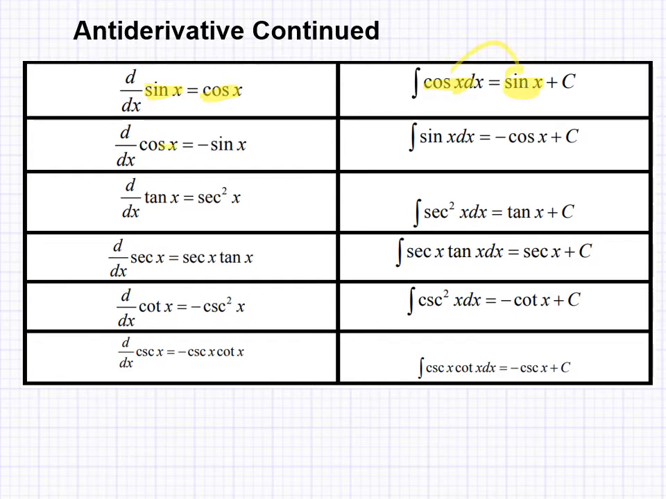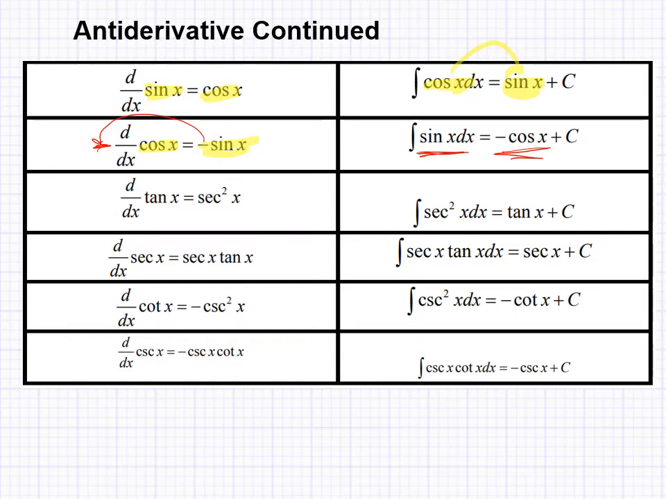We know that the derivative of cosine x is negative sine. So if we just swap this negative to the other side of this equation here, the integral of sine x would be equal to negative cosine. Those should be the easy ones. I think everyone gets those down pretty quickly because you've done the derivative so many times.